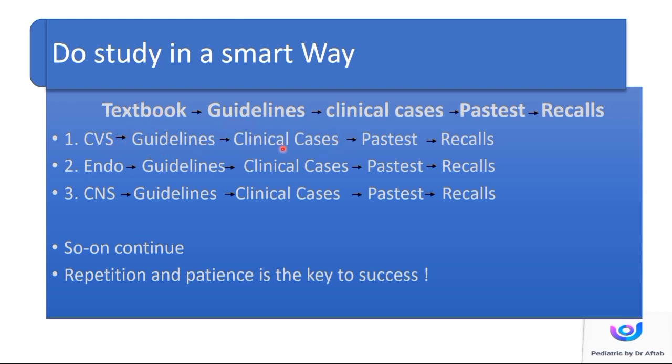Then do the clinical cases, the FOP 50 cases book. Then do the Passtest online question bank. Then do the recalls and continue in the same pattern. Continue in the same order for every system. Remember, repetition and patience are the key to success.